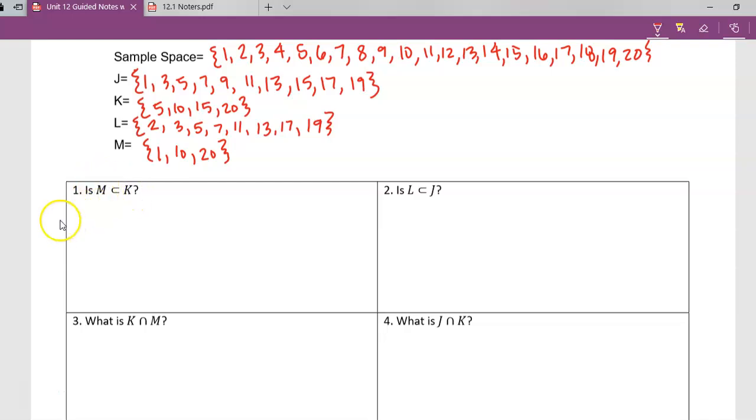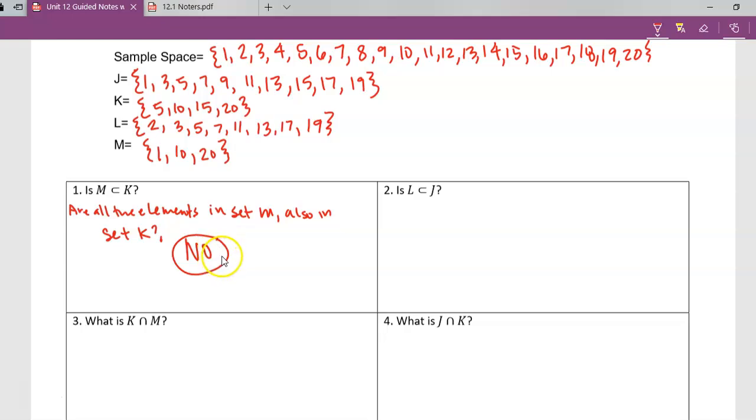So basically another way of asking this is, are all the elements in set M also in set K? Okay, so that's another way to ask the same question. Are all the elements that are in set M also in set K? Is all of M contained in K, right? Is M a smaller set taken out of K is another way to say it. So M has 1, 10, and 20. K does not have 1. It has 10 and 20, but it does not have 1. So the answer would be no. Okay, it is not a subset.